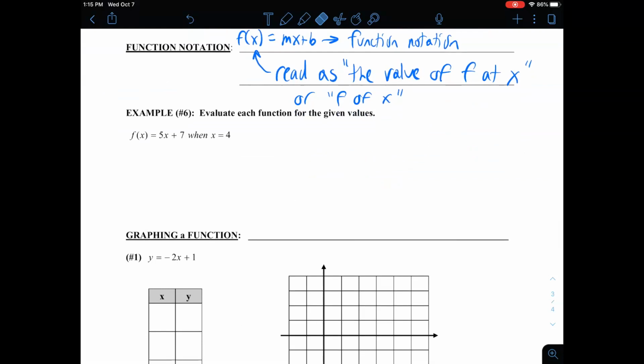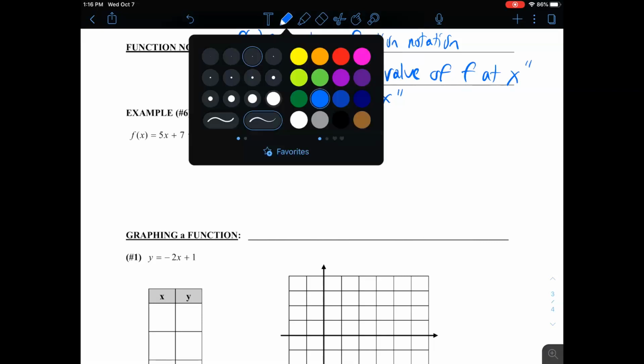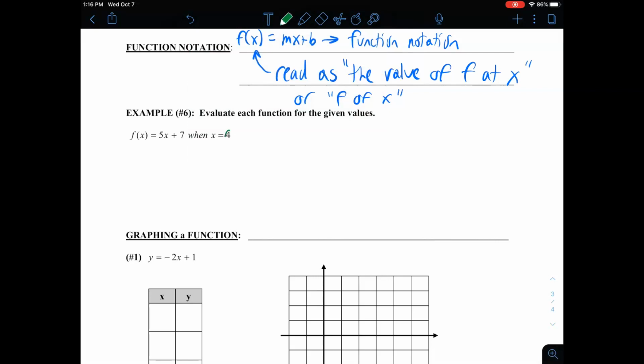So let's go ahead and do example 6. Evaluate each function for the given values. We have f of x equals 5x plus 7 for x equals 4. All right. Well, we're going to take this 4 and plug it in for x here. When x equals 4, it doesn't become f of x anymore. It becomes f of 4 equals 5 times 4 plus 7. We're checking the function value at x equals 4.